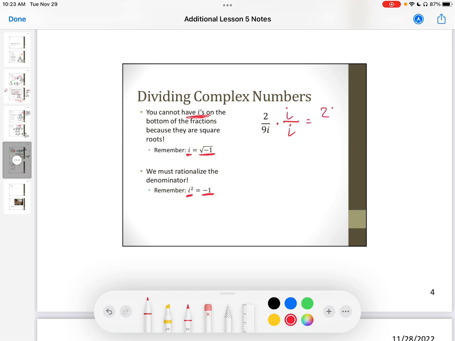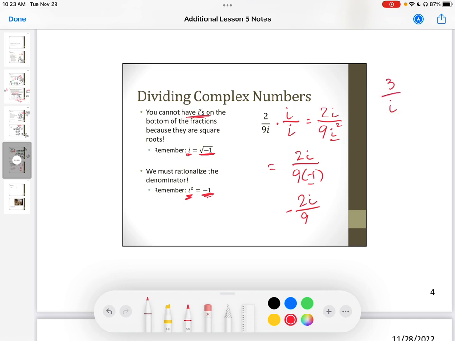So on top, I have simply a 2i. And then on the bottom, I have a 9i squared. i times i gives me i squared. So this is where it comes in. We remember i squared equals -1. So this is a 2i over 9 times -1, because i squared equals -1, which gives me a 2i over -9, which the better way to write that would be -2i/9.